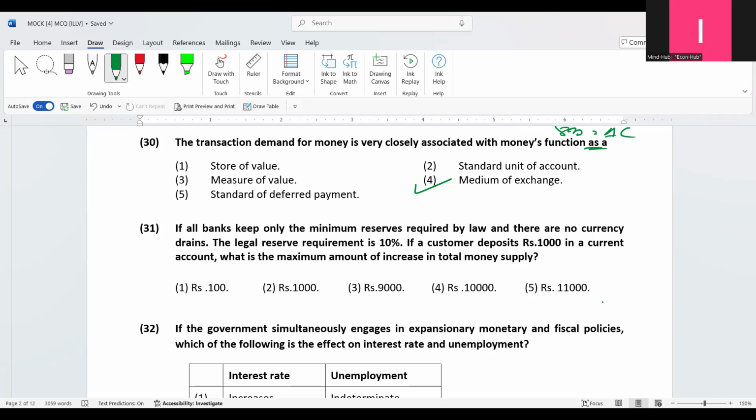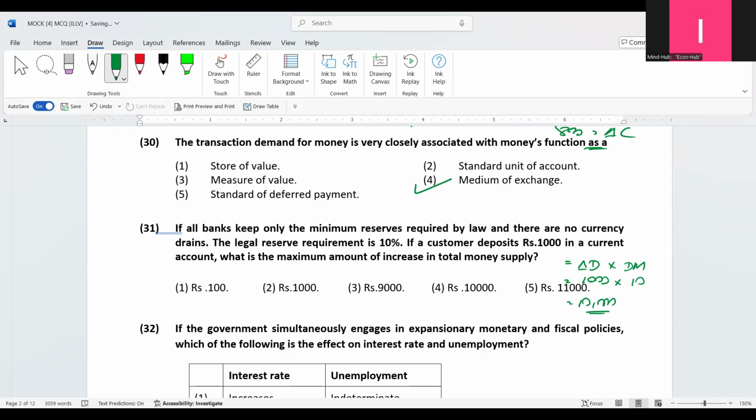Basically, we have to use the multiplier first. So what is the deposit multiplier here? If SRR is 10%, the deposit multiplier is 10 times. Is it correct? Yes, 10 times. So what you do is take the change in deposit into the deposit multiplier, the total money supply change. So 1000 into 10, we get 10,000.